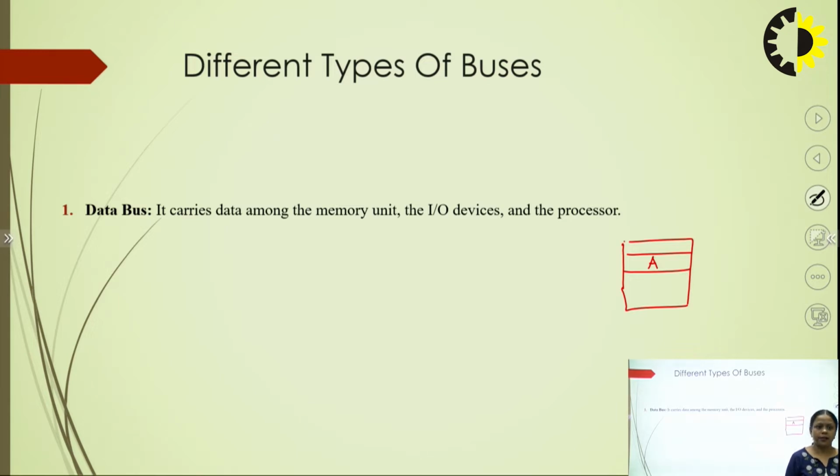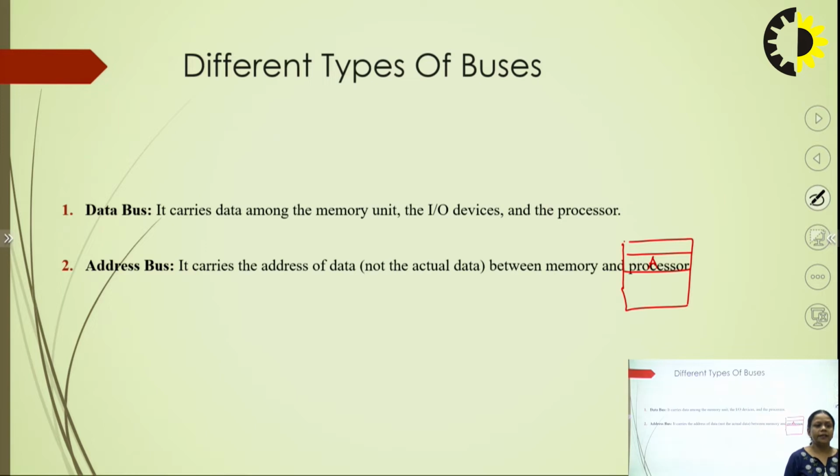And another thing is, data buses are bidirectional. Why is it bidirectional? Because we can send data from one device to another device. For example, if we have two devices, CPU and memory, then CPU can send data to the memory, as well as memory can send data to the CPU. It means it is a bidirectional bus. So data bus will always be bidirectional.